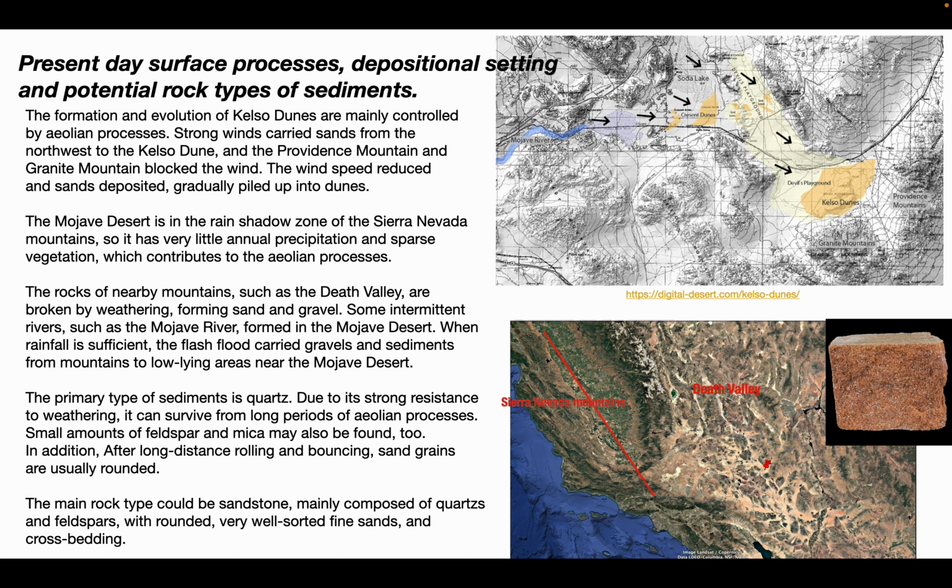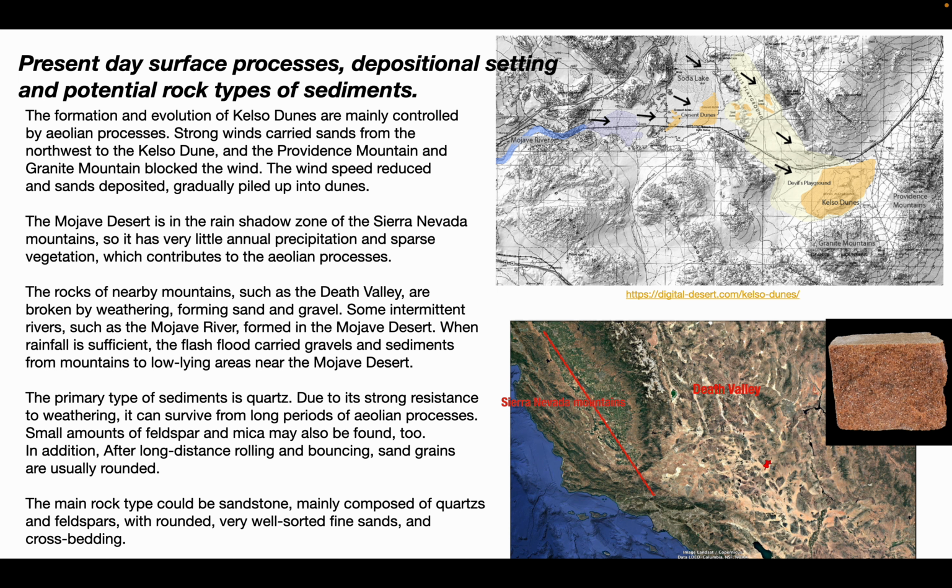The formation and evolution of Castle Dune are mainly controlled by aeolian processes. Strong winds carry sand from the northwest to the Castle Dune, and the Providence Mountain and Granite Mountain block the wind. The wind speed reduced and sand deposited, gradually piling up into dunes, as we can see in the first graph.